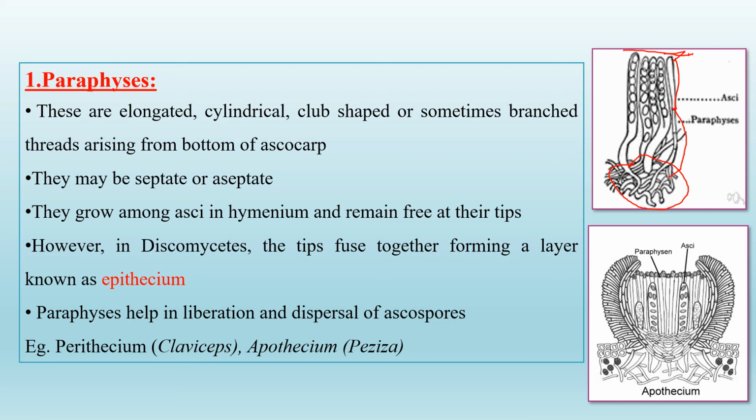And what is the role of this paraphysis? Mainly they help in liberation and dispersal of ascospores. Where we can find paraphyses: in perithecium, example Claviceps, and apothecium, that is Peziza. We have to remember these examples, perithecium and apothecium, that is Claviceps and Peziza. Here you can see very nicely in this second picture how these paraphyses are arranged between the asci and they mainly help in liberation of these ascospores.